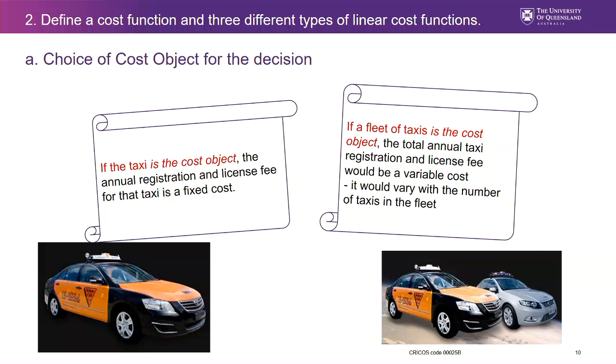If, however, your cost object is a fleet of taxis, that licence and registration fee becomes a variable cost, because it will increase with the number of taxis that you purchase and put into your fleet. So you have to be very careful, when you're deciding whether a cost is fixed or variable, about what your cost object is.